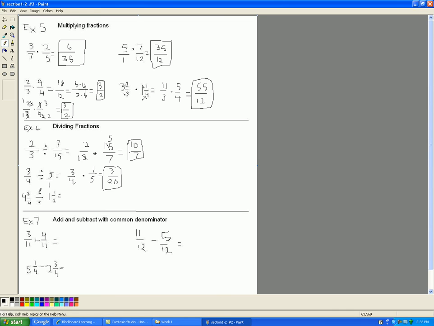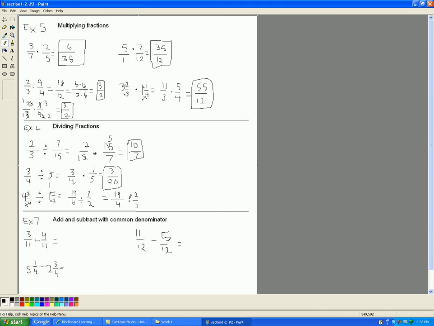The last thing here is a combination of everything we've done so far. Let's just change these into improper fractions, flip the second one, cross multiply if we can, and then compute. So 4 times 4 is 16, plus 3 is 19 over 4. 2 times 1 is 2, plus 1 is 3, divided by 3 halves. Now we've got to go ahead and flip the second one, change it to multiplication. So we have 19 over 4 times 2 over 3.